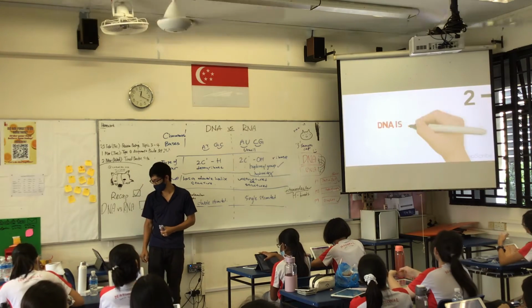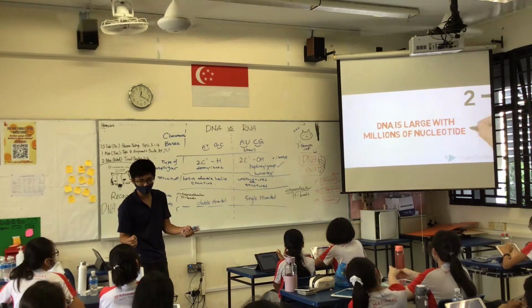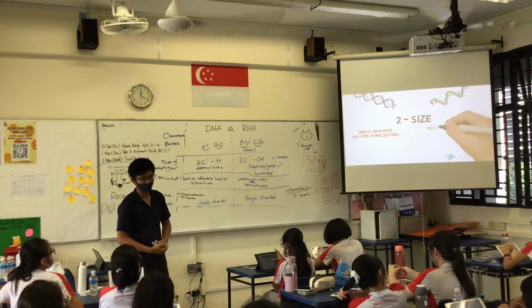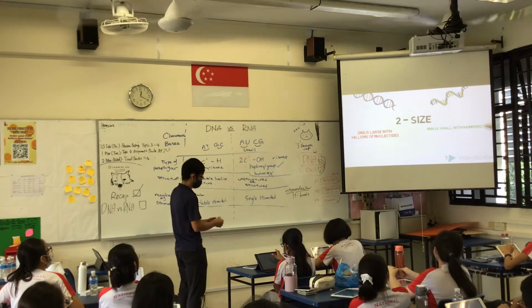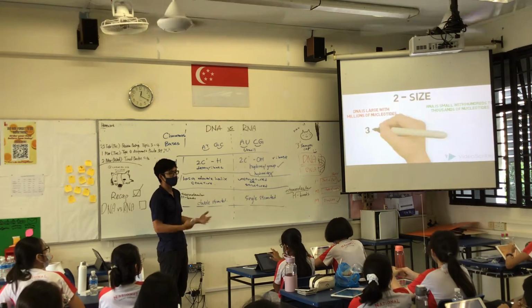DNA is much larger than RNA, with usually millions of nucleotides. And RNA is, of course, smaller, with hundreds to thousands of nucleotides. It's something we didn't discuss. DNA is larger than RNA.